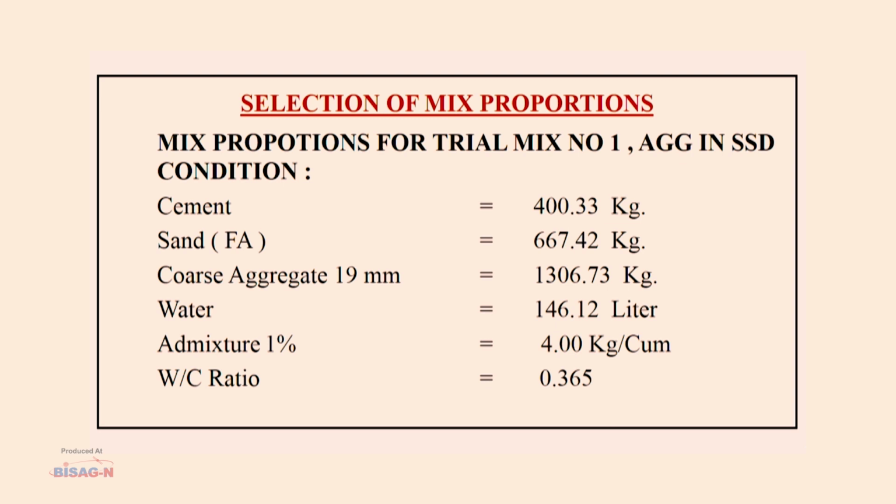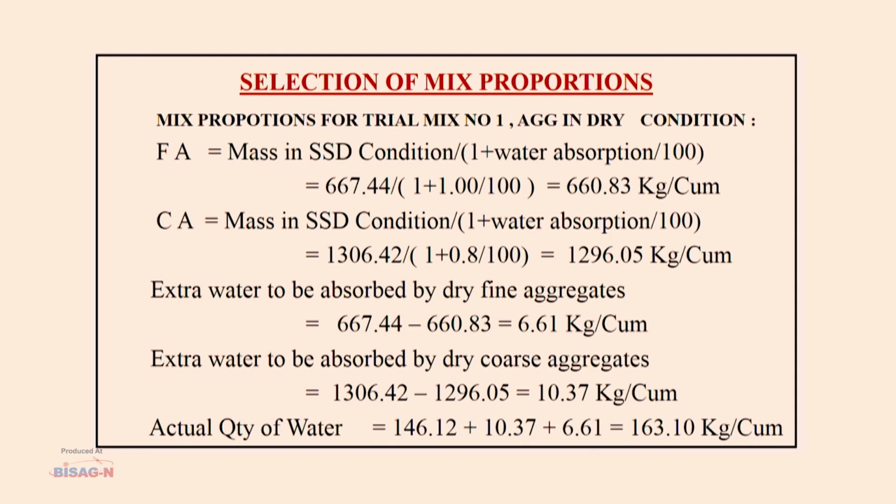Mix proportions for trial mix number 1, in SSD conditions, saturated surface dry conditions of aggregates. Cement, we found 400.33, sand 667.42, whatever we have found above, I summarized it here. Selection of mix proportions. Saturated surface dry condition aggregates naturally are not available, so they are available in dry condition only. We have to apply water correction for this dry condition.